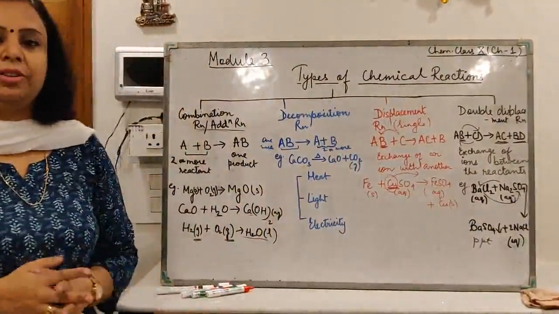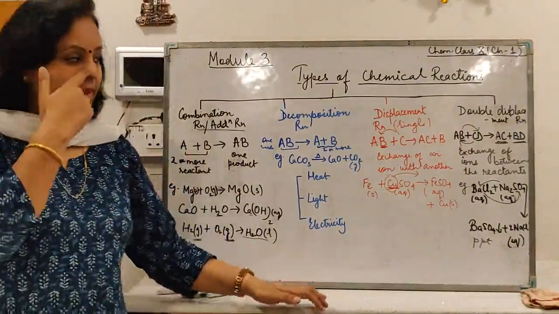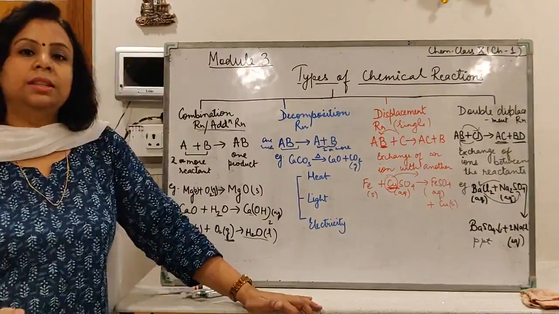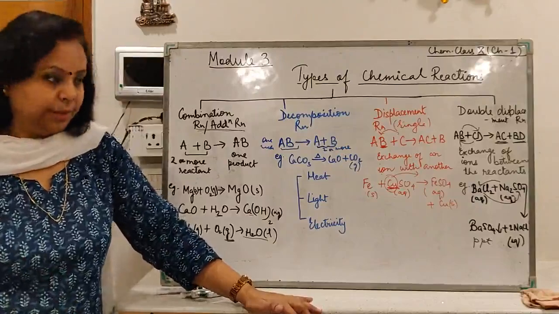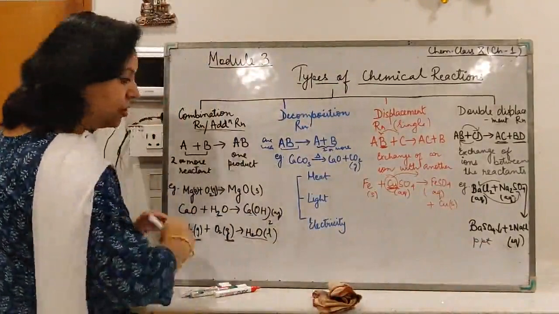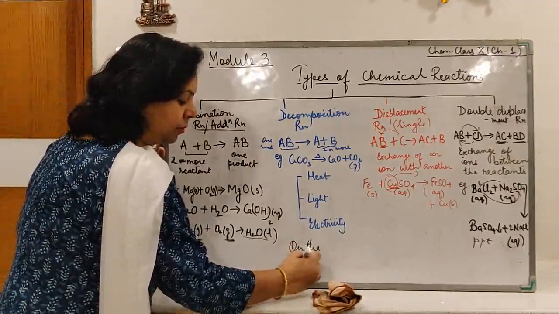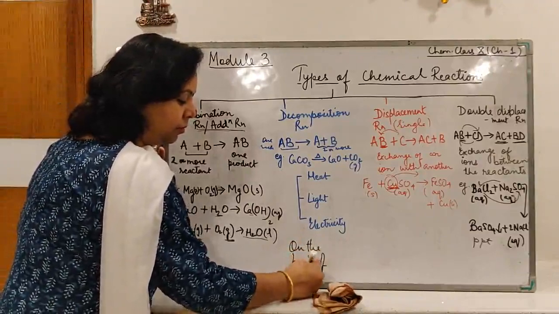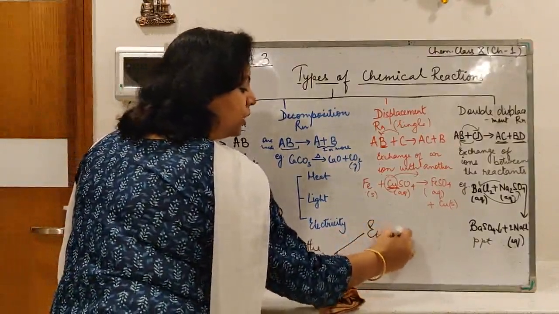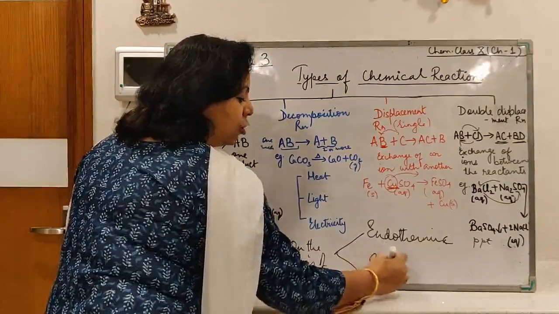So this is one way of understanding the chemical reactions. There can be another way of understanding the chemical reactions on the basis of the exchange of energy. Now, on the basis of exchange of energy, I'll write here. The reactions can be endothermic and exothermic.